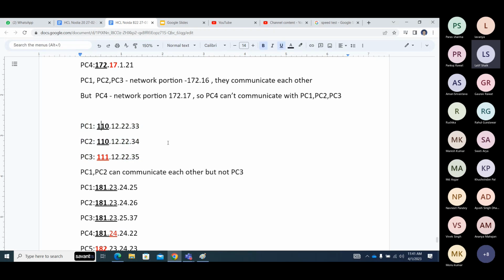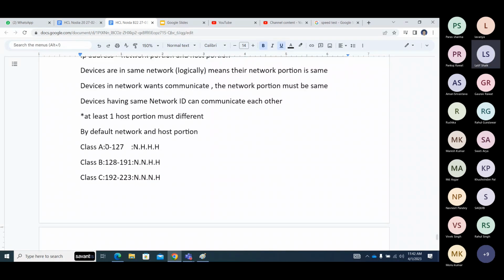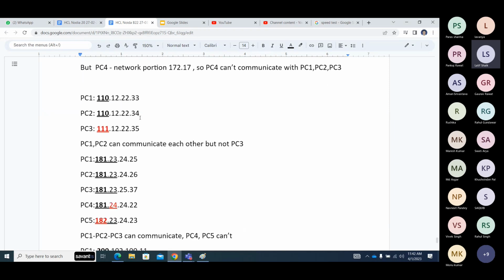Similarly, guys, three IP addresses have been taken. See, 110.12.22.23 and 110.12.22.34. Both are class A. 110 is a class A IP address. For class A, the first portion is network, and the remaining is host portion. In this portion the number can be anything, but should not be the same as the other one.